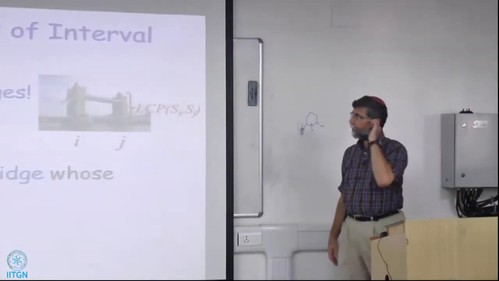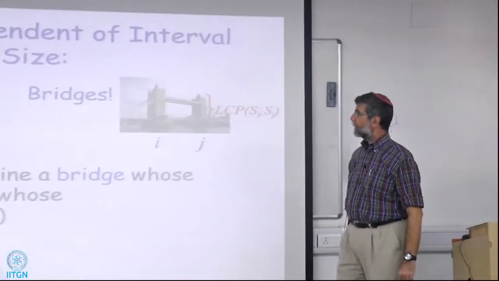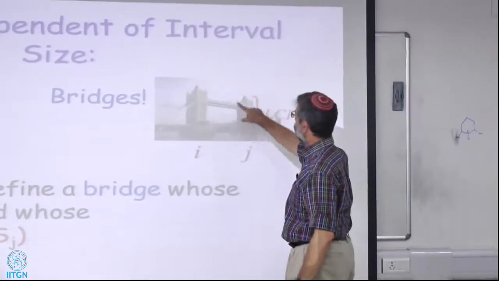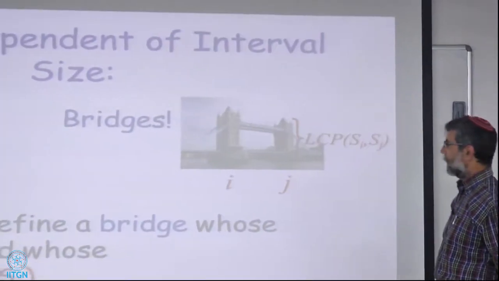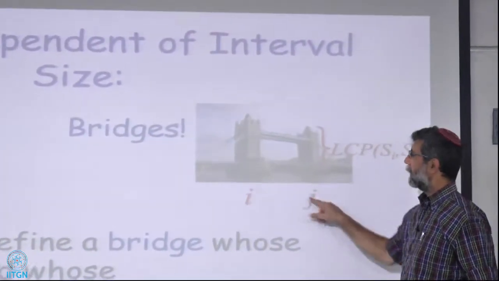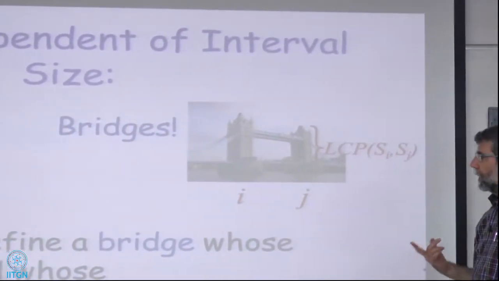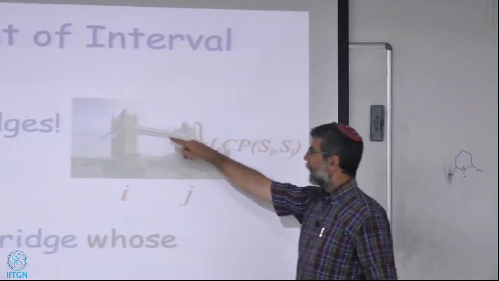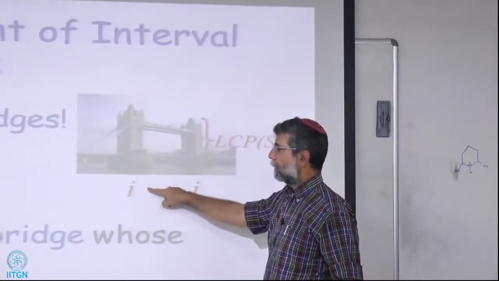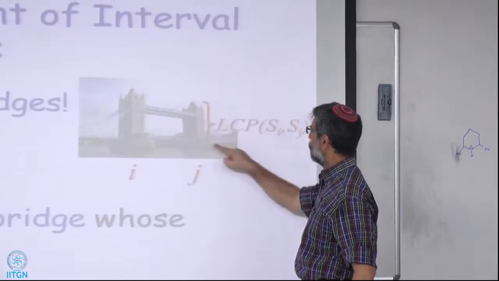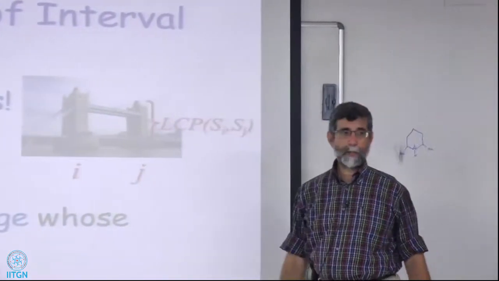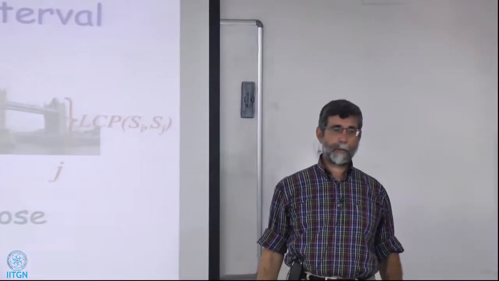And this new idea is called the idea of bridges. So you look at a bridge. What's a bridge? Let's say that i and j are two indices. They're going to define a bridge. The length of the bridge is j minus i. The height of the bridge is the LCP of S_i, S_j. So by that, we define a bridge.